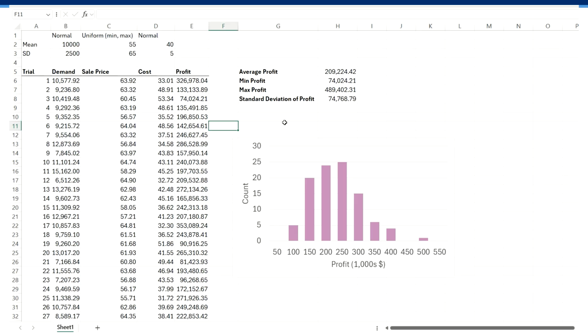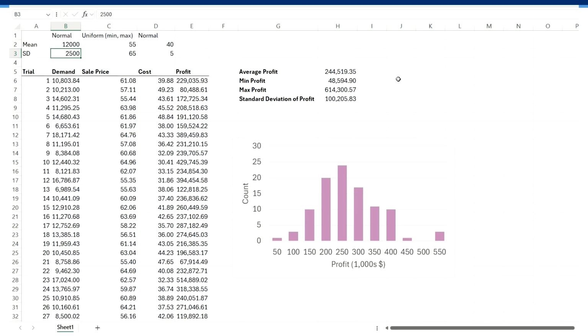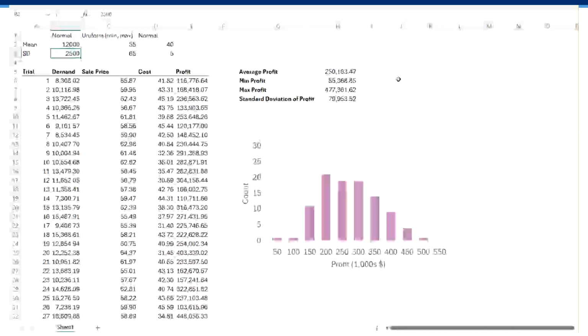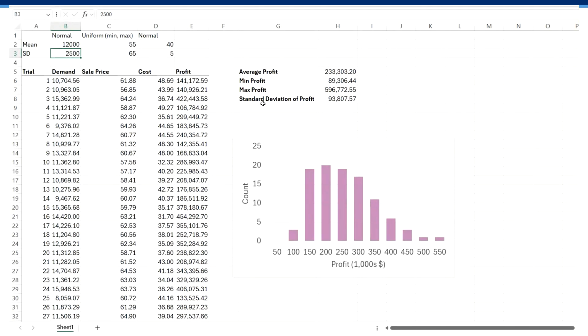Why would you build one of these? Again, this is a very simple model, but one of the main advantages of having a simulation model is that you can run a lot of what-if scenarios. For example, let's say the demand for this new product was a lot higher than we thought, say 12,000 instead of 10,000. When we rerun this, you see the average profit is higher. There could be a bigger standard deviation here, but you can see the effect of this increase in demand.